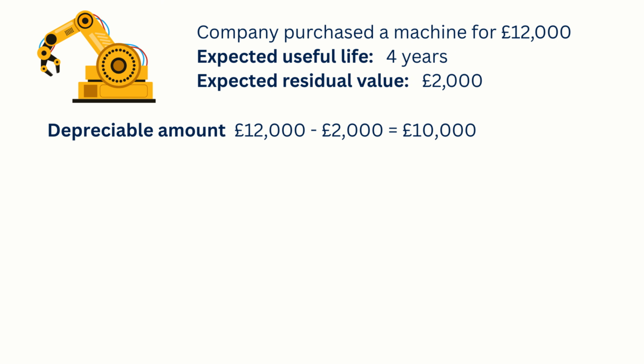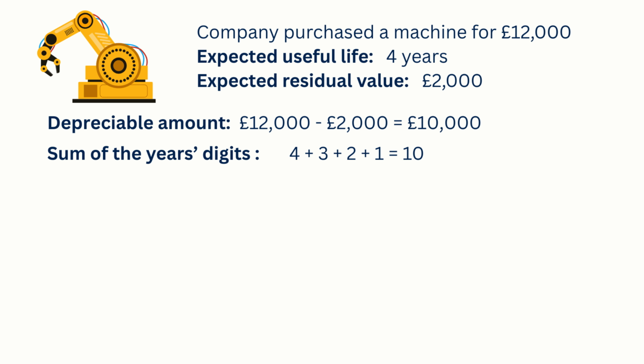The depreciable amount is the cost minus the residual value. £12,000 minus £2,000 gives us £10,000. This £10,000 is the total expense that will be spread over the 4 years. Now, instead of spreading it evenly, this method recognises that assets usually provide more benefit in earlier years. So we use a sum of years digits.